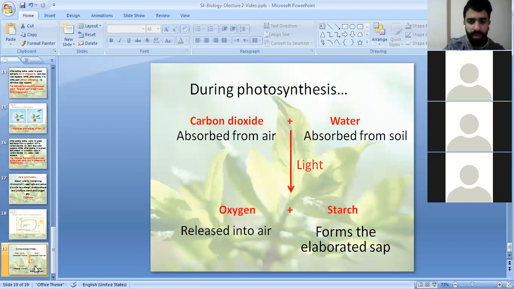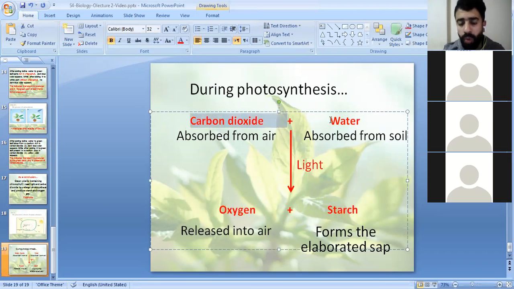So let's move now to this equation. This is a very important equation. During photosynthesis, carbon dioxide and water are the reactants. So we call them the reactants of the equation. In the quiz, I'm going to ask you the reactants in the photosynthesis reaction. They are water and carbon dioxide. You have to know this.